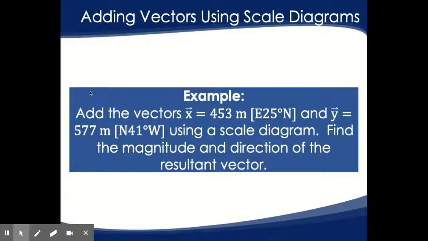So an example of this: if you're adding these vectors, you have 453 meters, 25 degrees north of east, and then you have 577 meters, 41 degrees west of north. We're going to add these using a scale diagram. We're going to find the magnitude and direction of the resultant vector.